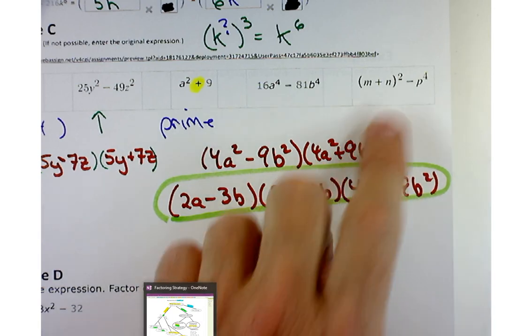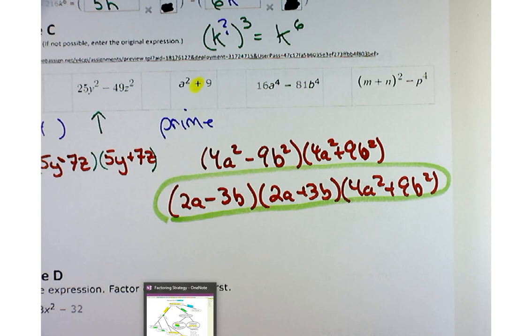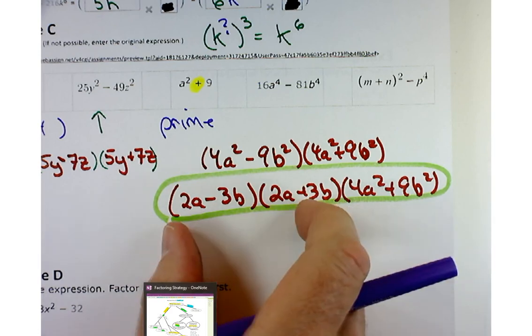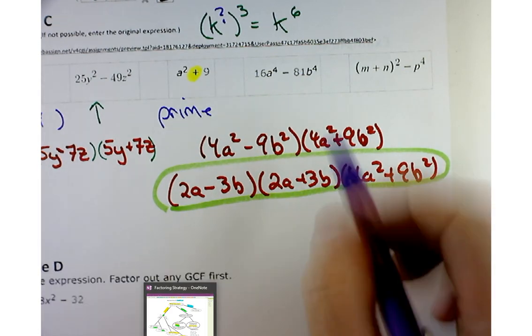Excuse me. How would you check it? Oh, how would you check it? Great question. If you wanted to check it, what you could do would be multiply these two together first, and then you're going to get a product, and then multiply those two together after that. And you should get back to where you start.